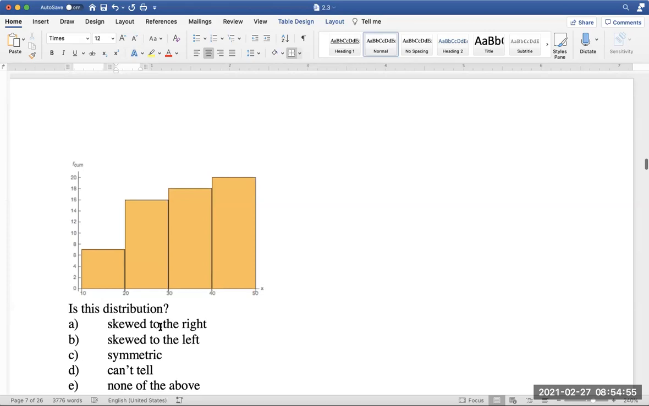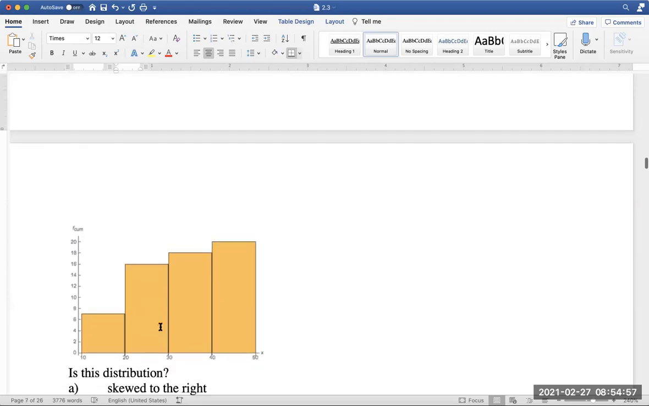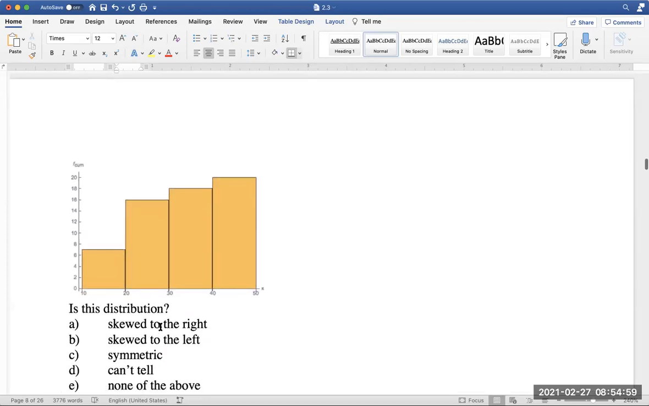So the question is, well, is our data skewed to the right, skewed to the left? Is it symmetric? Can't tell, or none of the above?